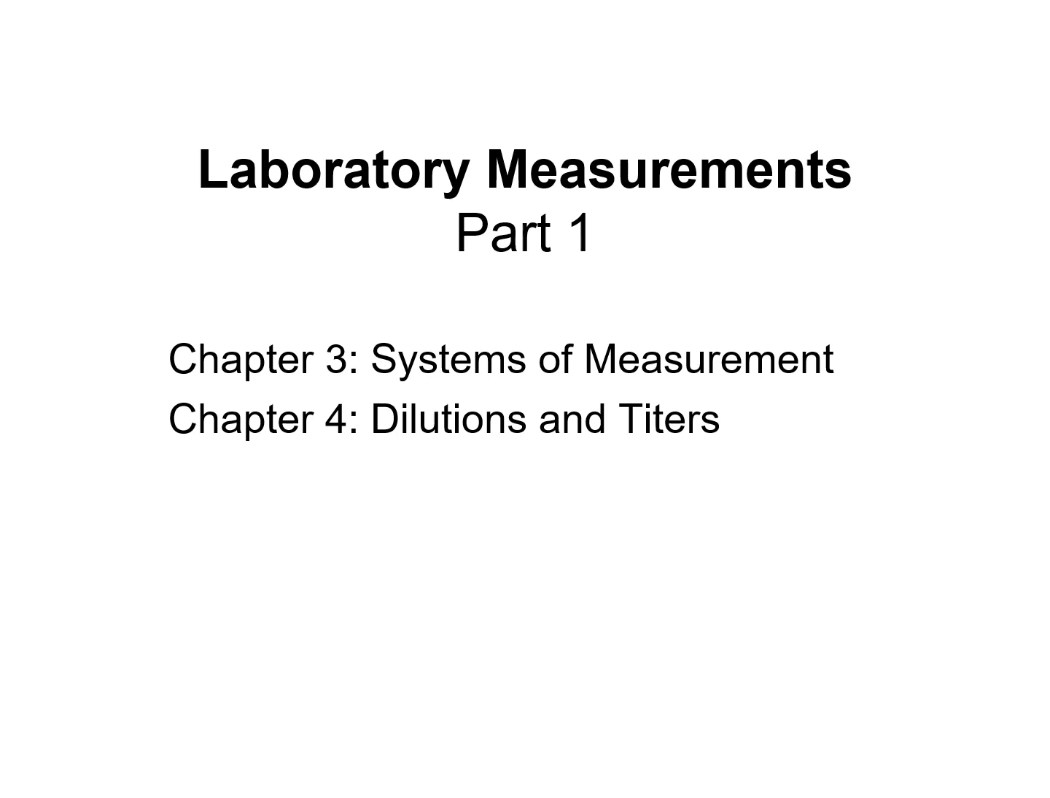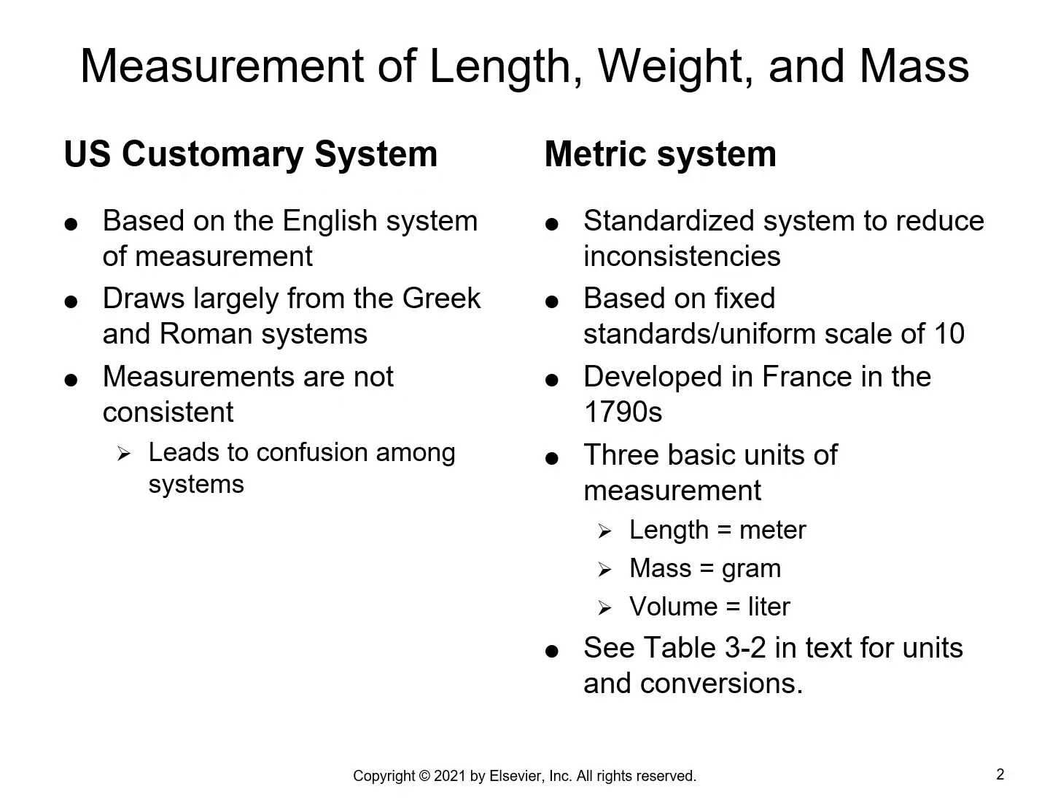In this lecture, we will cover laboratory measurements, chapters 3 and 4. Different parts of the world use different methods for measurements. The United States customary system is actually based on the English system of measurement, which draws from the Greek and Roman systems. These measurements are not consistent, so it can lead to some confusion, since different places throughout the world have different systems.